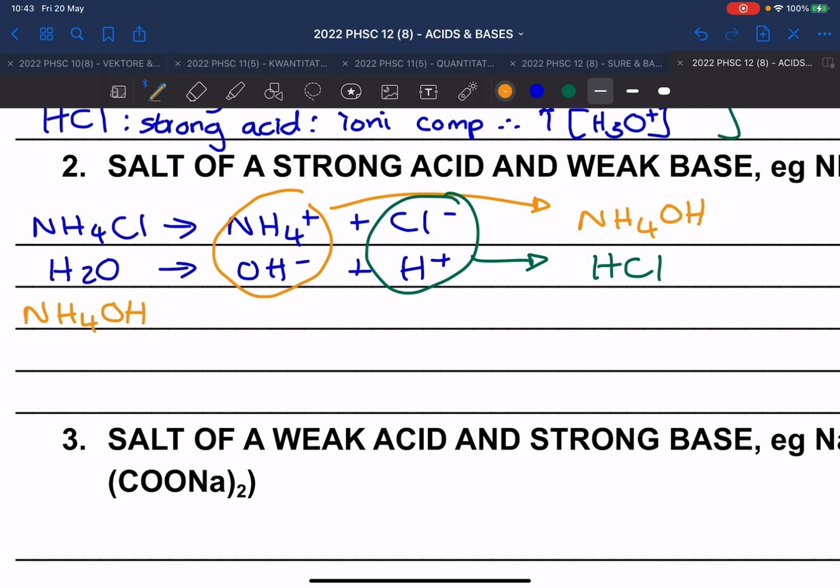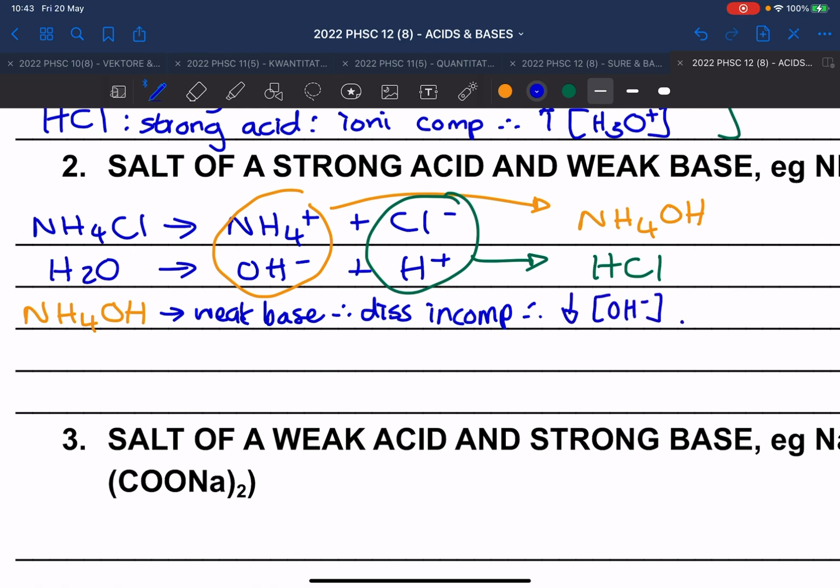Okay. And what is the definition, Boitumelo, of a weak base? It dissociates. Yes, it dissociates. Say again? Completely? Incompletely. To give a low concentration of hydroxide ions.